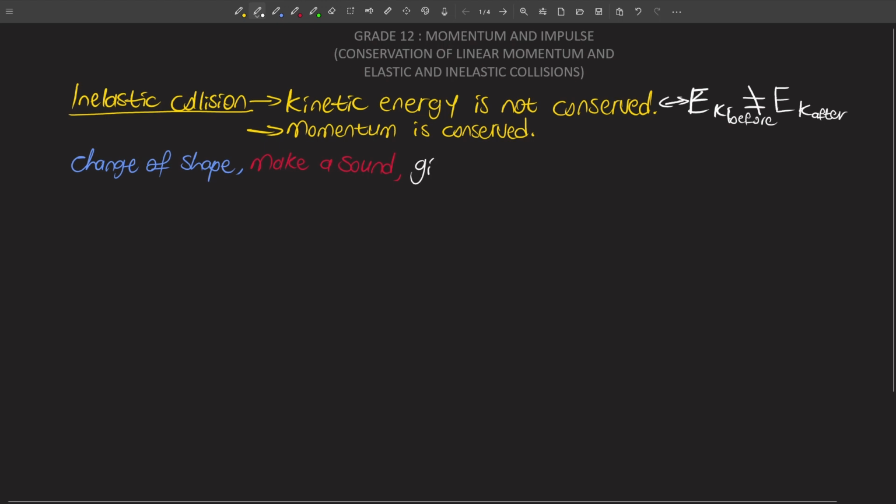And they also give off light. Kinetic energy is now released in the form of light. Another thing, they heat up or just become warm. Energy is now released in the form of heat. And the last thing is that they stick together.